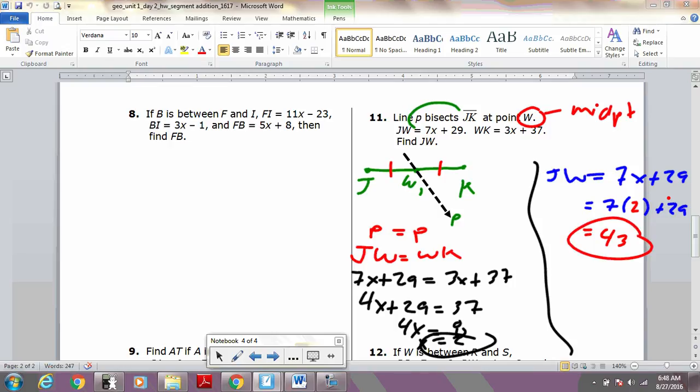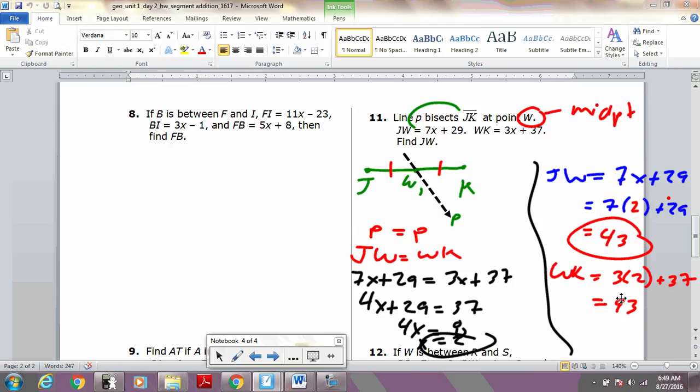And a teachable moment, I would also substitute it into WK to see that it's the same measure and that we've solved our equation correctly. So let's substitute it into WK as well, just to check that we did solve it correctly. So 3 times 2 is 6. 37 plus 6 is again 43. So yes, 2 is the correct x.